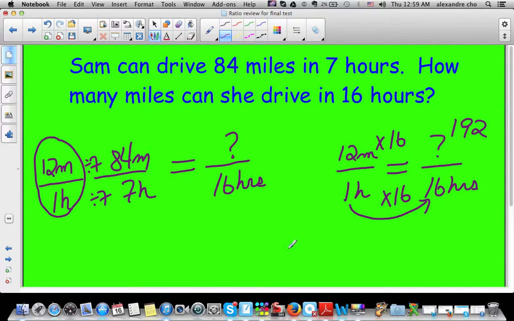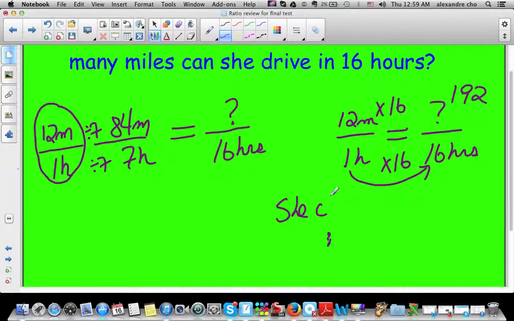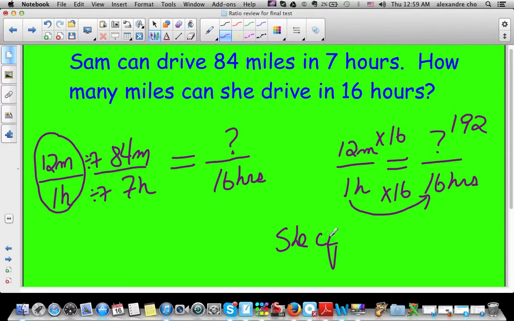So if she were to drive for 16 hours, she can drive 192 miles. That's very nice. Okay, so there's your little review on rates that we did not too long ago that you will need to know for the test on Tuesday. Okay, I will put this on the class website as well. If you need to review it, it's there. Okay, and that's that for this.